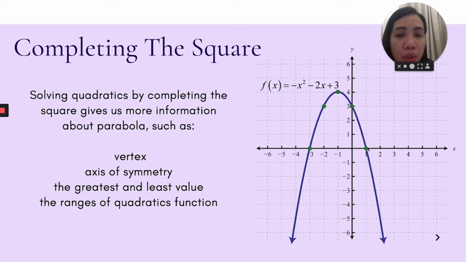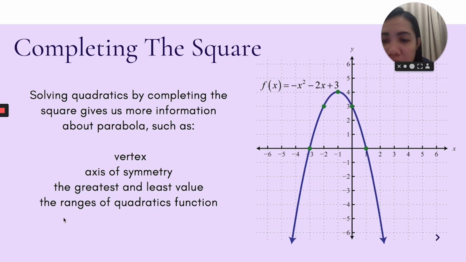In this parabola, the greatest value is y equals to 4. For the greatest value, we only get the value of y. So in here, y equals to 4. So the greatest value of this quadratic equation is y equals to 4.